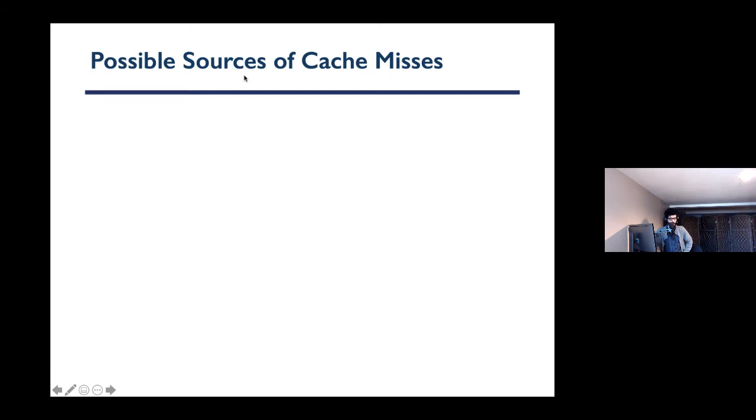Okay, so now let's talk about possible sources of cache miss. If you remember, the whole point of this lecture when we started it was to bring down the average access time to your cache. And one of the big factors was the miss rate. So if you have a higher miss rate, that means that your average response time is higher. So how can you shrink it?